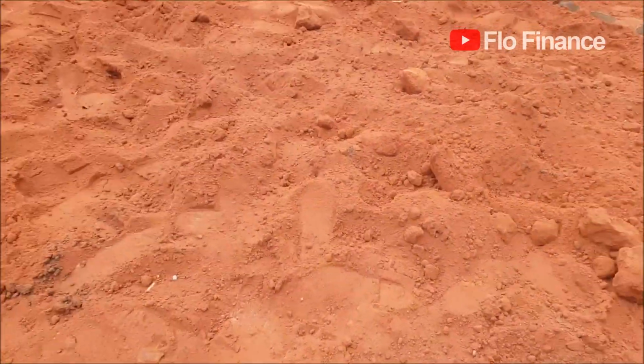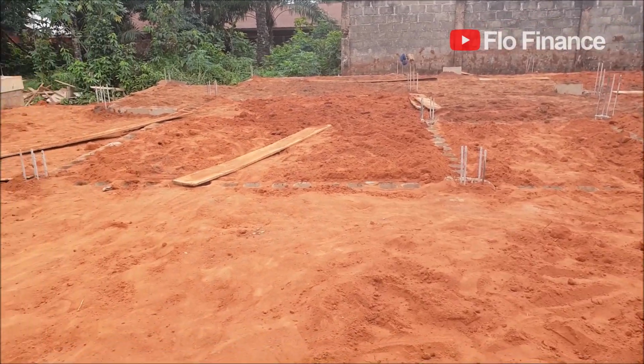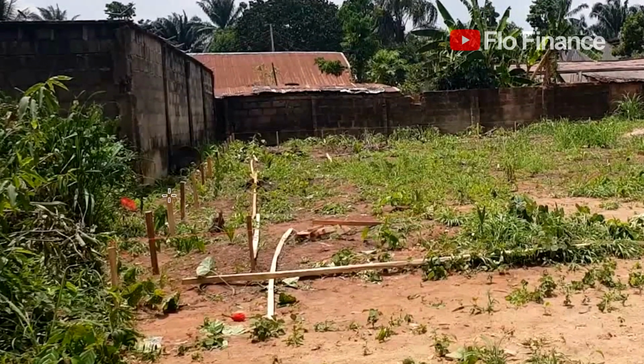Laterite is the red soil, the very red soil that we use to cover the foundation before we do the DPC. And of course, you need sharp sand for making the concrete. You need nails, you need pegs. Pegs are these short wood that are sold in bundles that they use to map out the area where they're going to transfer what they see on the building plan onto real life, onto the land, and start digging and know how to dig. So they use the pegs to do the boundary, map it out.